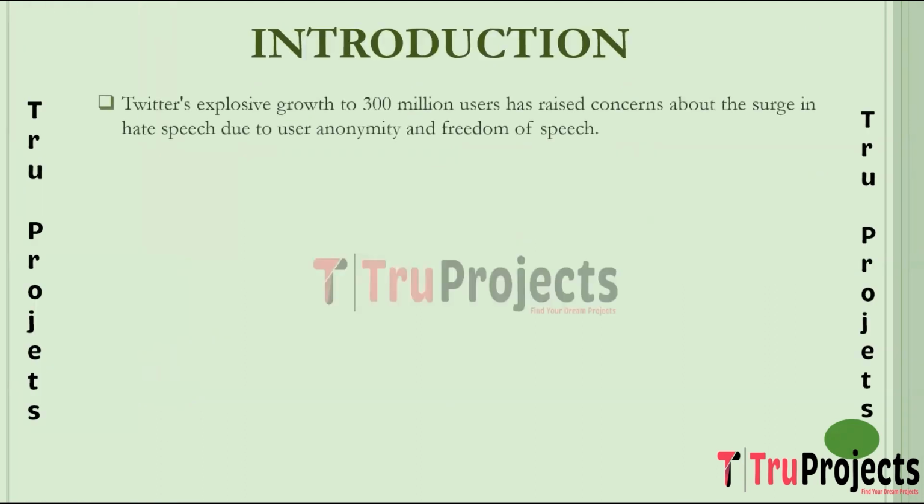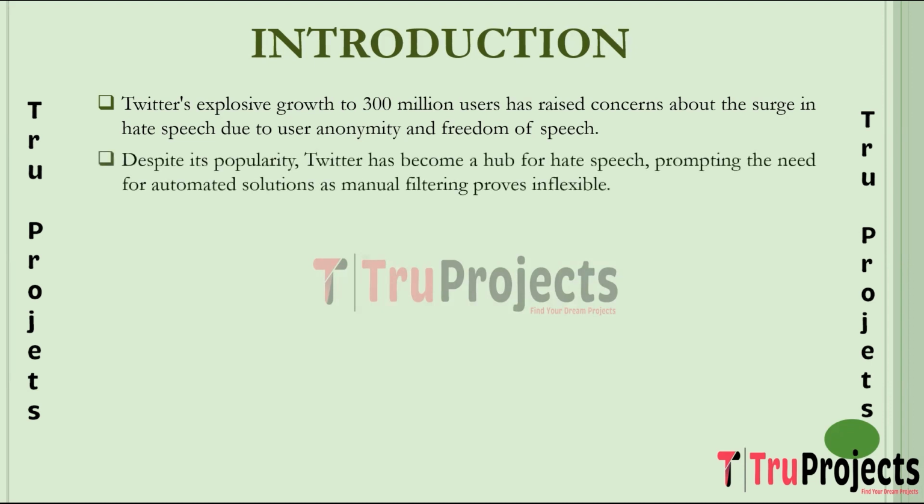Introduction of the project. Over the past decade, social media platforms like Twitter have experienced exponential growth, with Twitter alone boasting 300 million active monthly users. However, this surge in popularity has also given rise to concerns about the spread of hate speech facilitated by user anonymity and the promotion of freedom of speech. Despite its popularity, Twitter has become a prominent platform for the dissemination of hate speech, leading to real life conflicts and negative impacts on users and businesses.